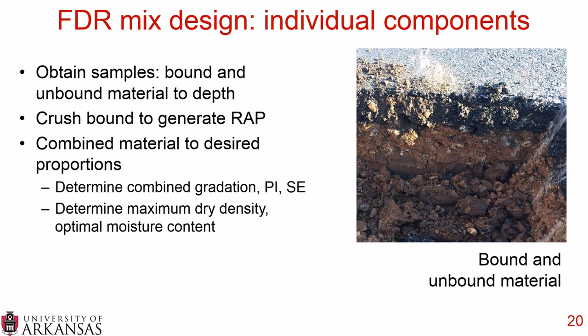You want to combine all of this material to desired proportions. So if you're reclaiming 8 inches and you have 4 inches of bound material, you want to include 4 inches of bound material, 50%, and 4 inches of unbound material, 50%. So 50% of the bound and unbound material in all of your work.